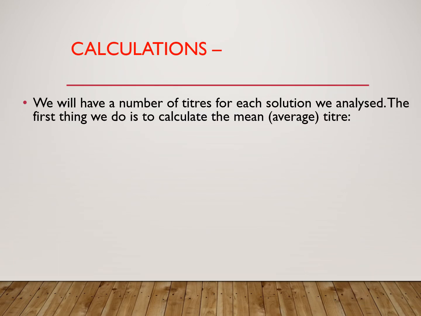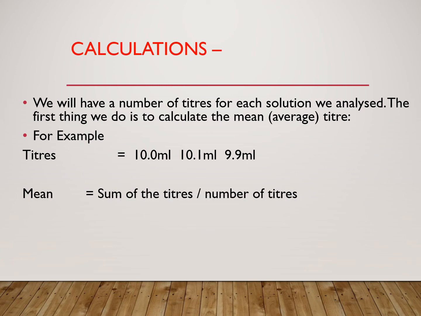In the calculation part, first we should calculate the mean burette reading, that is MBR, from the 3 titrations that we have got. For example, if we got 3 titration readings like 10 ml, 10.1 ml, 9.9 ml, then the MBR can be calculated as the sum of these titers divided by the number of titers, and this will become 10 ml. This is the MBR. This is an example only.